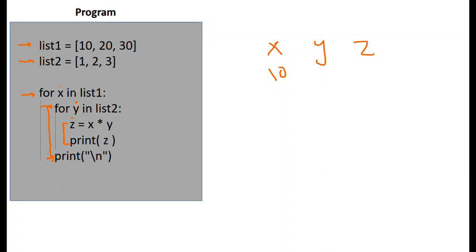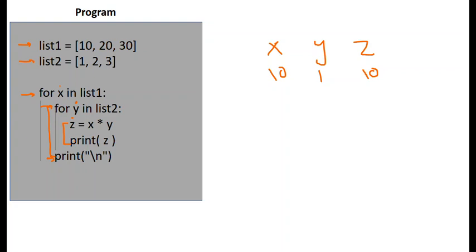What will be the value of y at the first iteration of this loop? It will be 1, right? Now we get inside the body of the inner loop. So we have z equals x times y. What is x times y? It is 10. So z at the beginning will be 10, right?